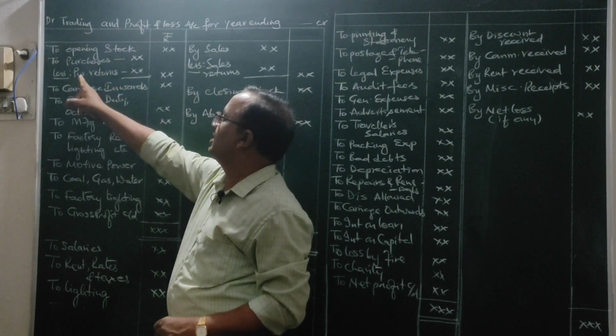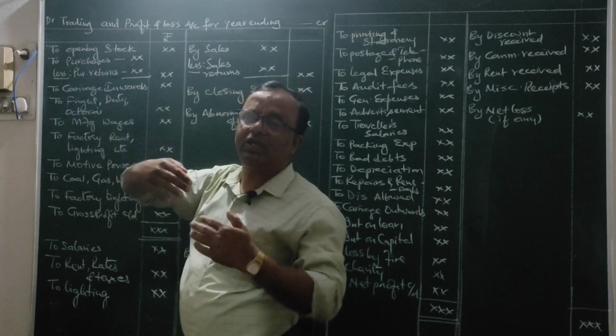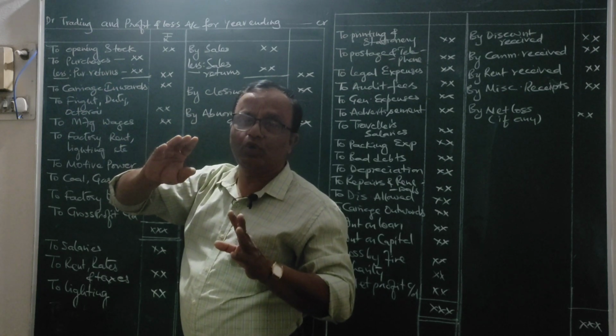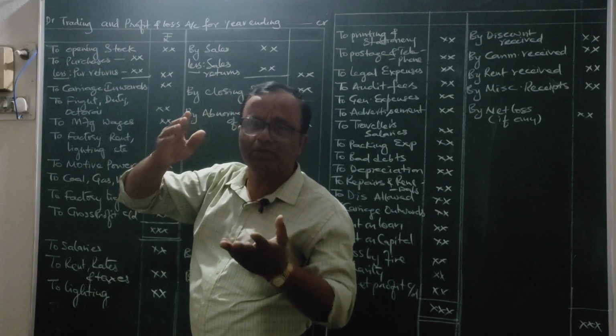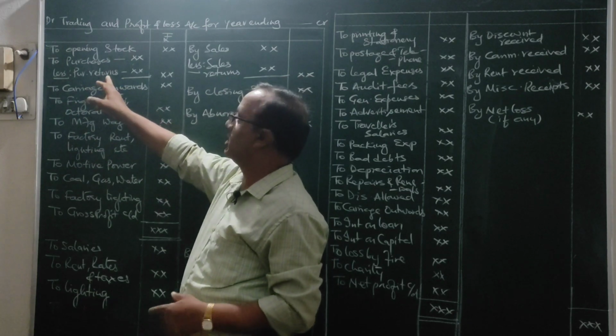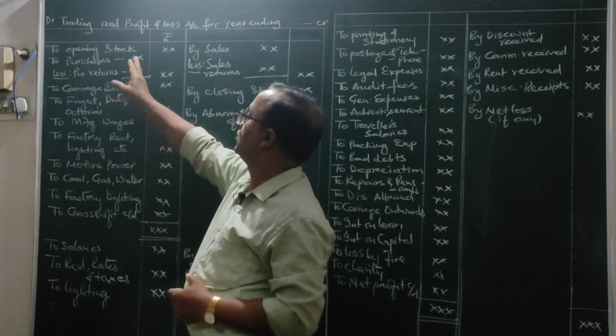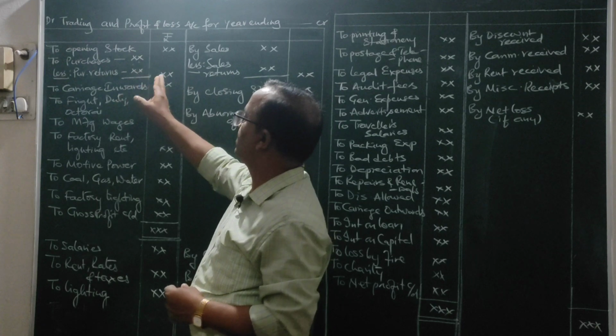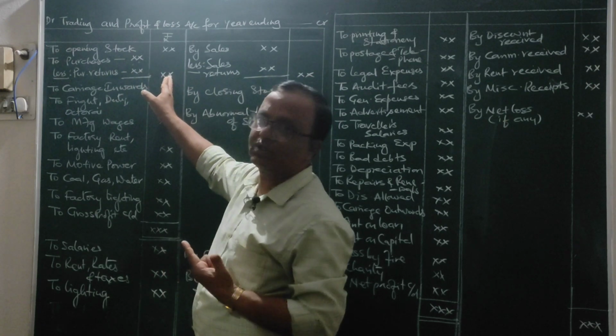Then again, from this, less purchase returns. In other words, these are the returns of those particular goods which have been purchased, which are returned back due to some reason or the other. So the purchase returns account balance will be taken up. From the purchases, if you deduct this one, this is called adjusted purchases or net purchases.